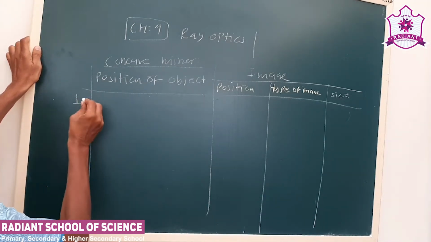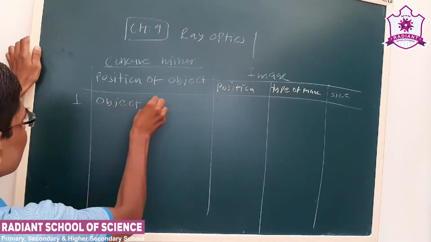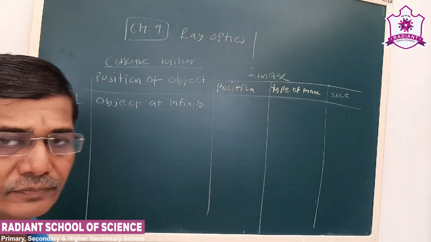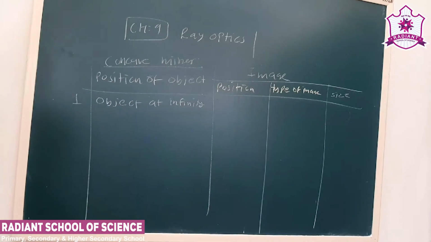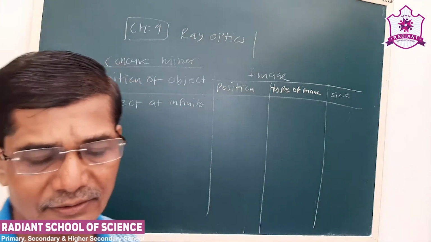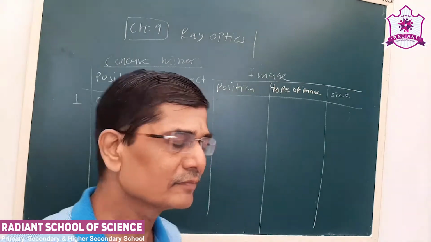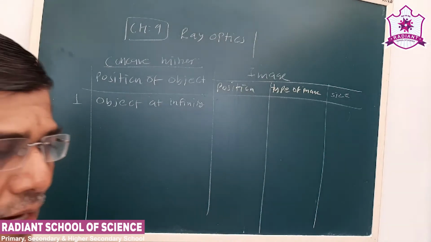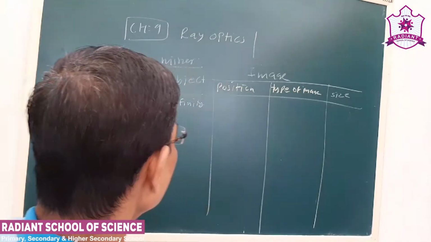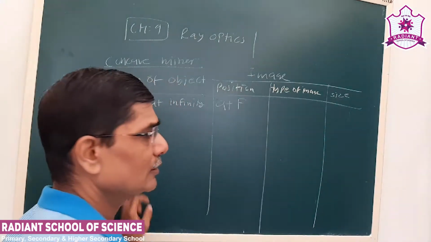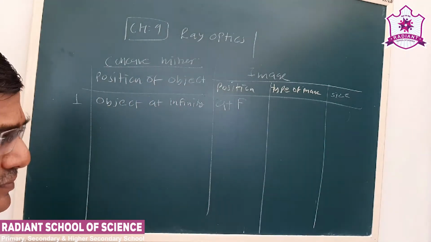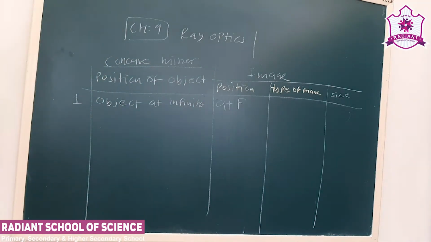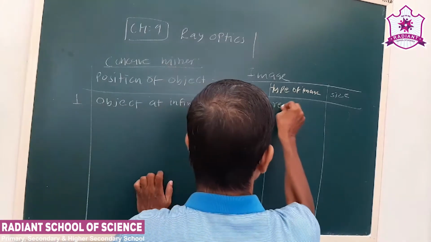Let us say the first one, the object at infinity. When the object is at infinity, the rays are considered to be parallel to the principal axis. When rays are coming from a very large distance, here infinity is a very large distance, we can consider them parallel to the principal axis. After reflection, they will meet at F. The drawing of this diagram I leave to you, so your answer should come accordingly. Now the image will be real and inverted.